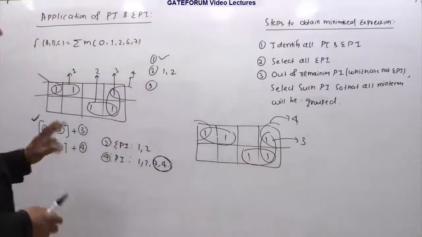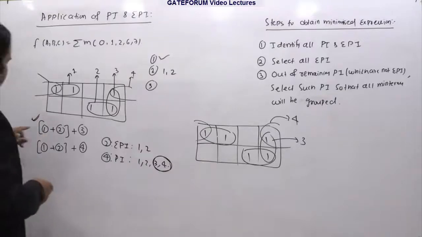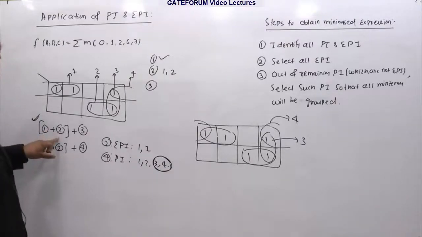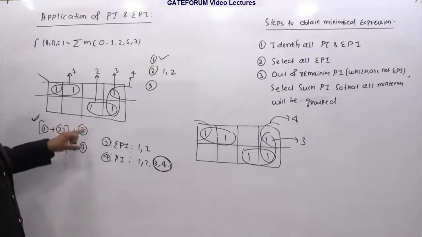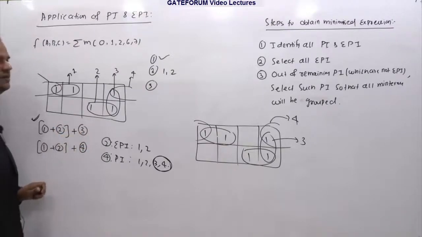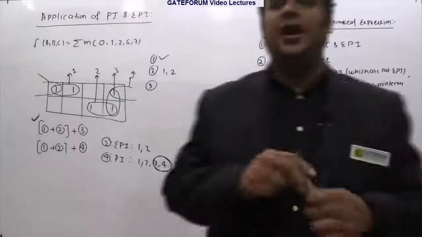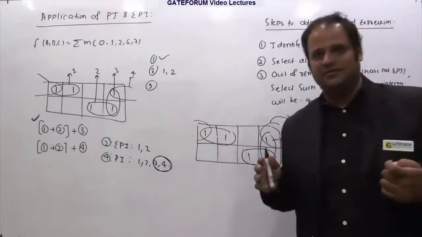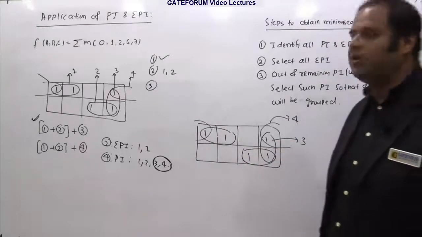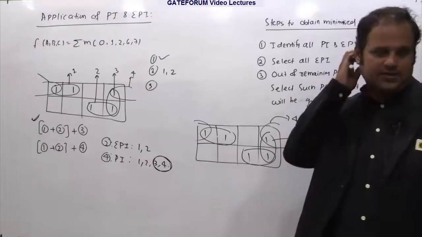So it makes sense that the minimized expression will contain group number 1, group number 2, then either 3 or 4. Not 3 and 4 both, because if you do that, we are again taking a redundant group into consideration, and the expression I will get will not be optimum. That will not be a minimized expression. So this is the application of PI and EPI.